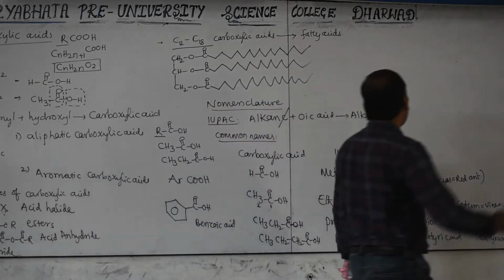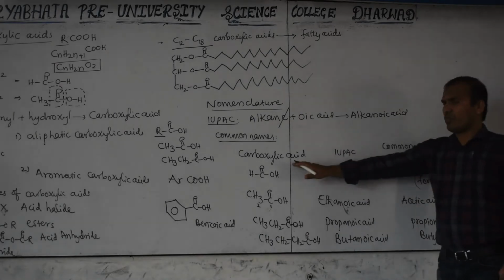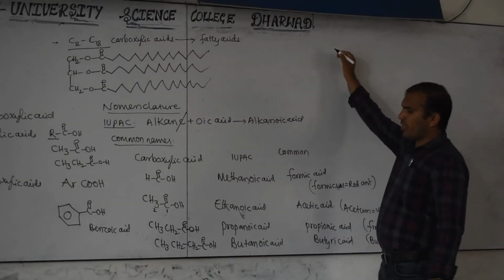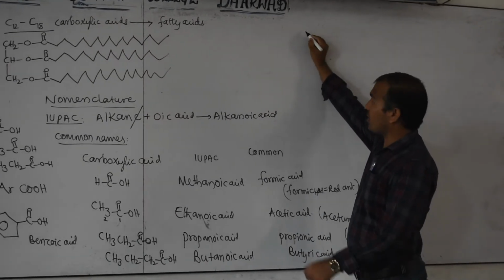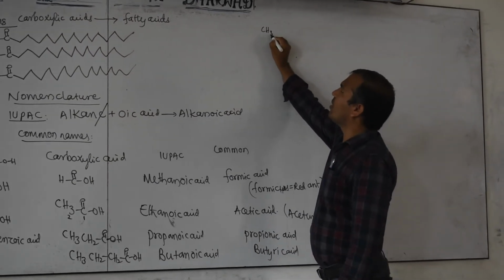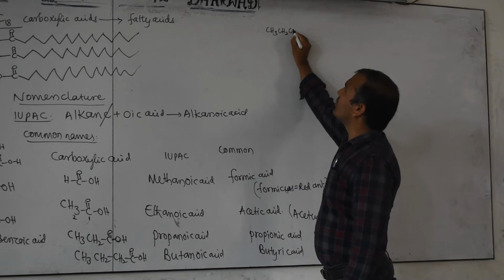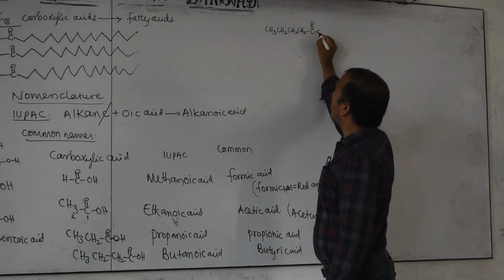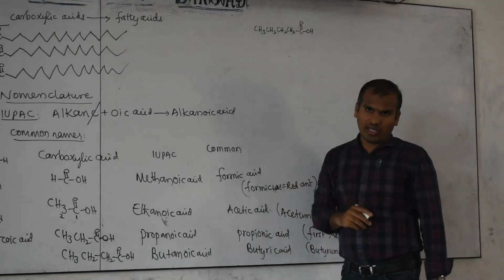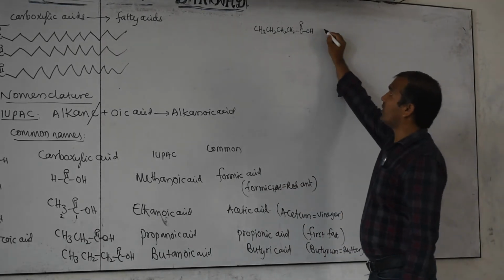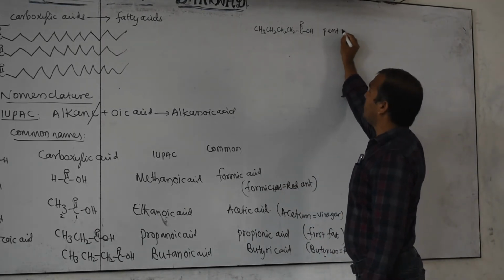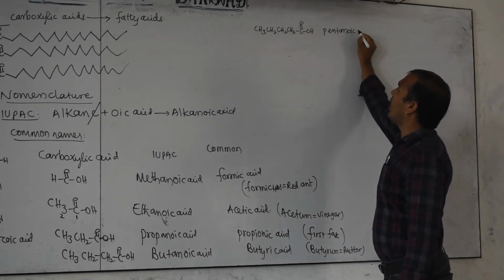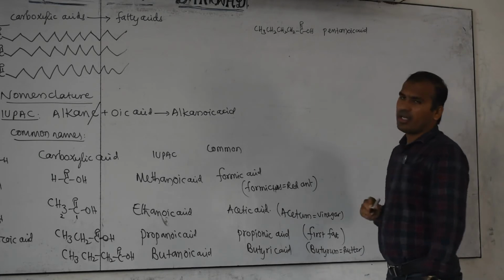Next, same way, carboxylic acid, IUPAC name, common name. So first I am writing a carboxylic acid now. 4 carbons are completed. Now the 5th carbon, CH3, CH2, CH2, CH2, C double bond OH. How many carbons is this? 5. So it is called pentane, remove E, add oic acid, pentanoic acid.